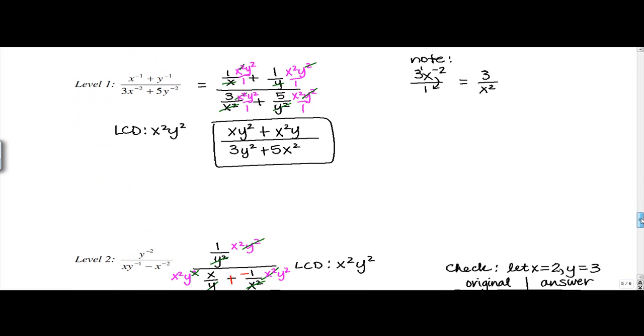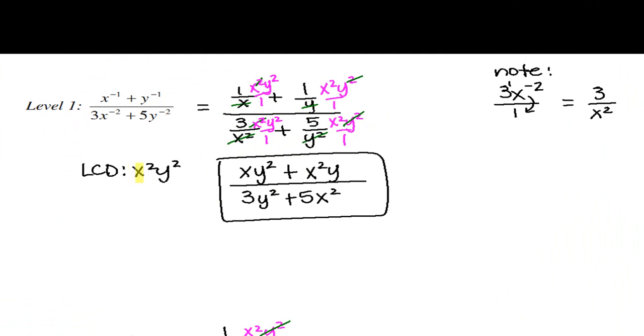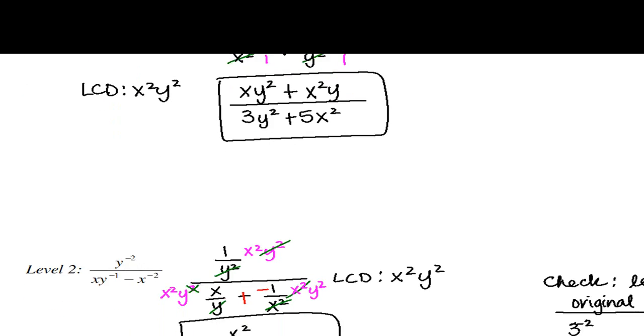Okay, here's level 1. Here's how it looked after I moved things around, and you can see where I found my common denominator of x squared, y squared, and then I multiplied every single term by it and reduced. I did have to rewrite this so everything had positive exponents first. And then at the end I was not able to simplify any further.